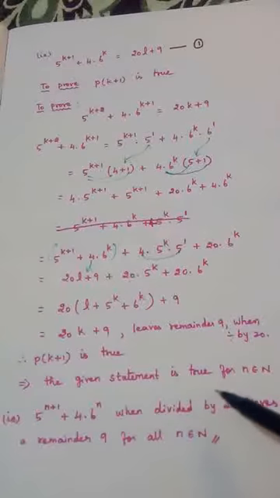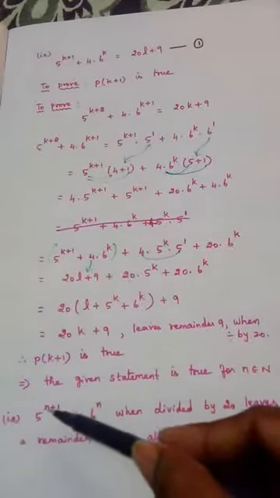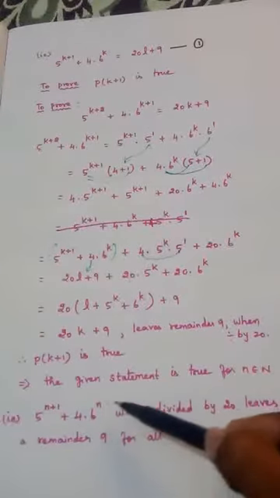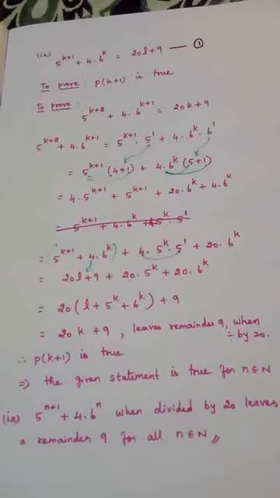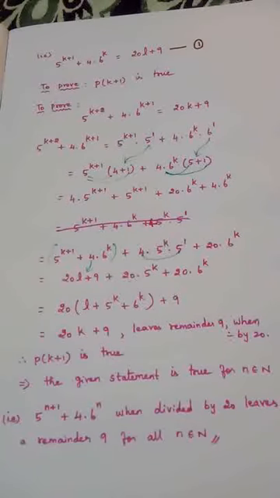Hence the given statement is true for all values. Hence 5 power n plus 1 plus 4 into 6 power n, when divided by 20, leaves a remainder 9 for all natural numbers. So write this clearly in your classwork. With this we are completing chapter 4. Finish your classwork properly. Thank you, children.